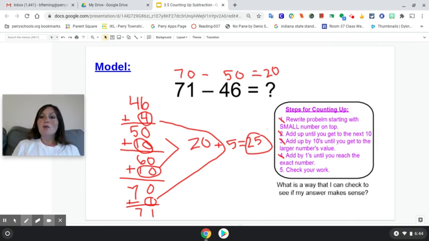Okay. So again, follow these steps and don't forget to add up the numbers that you counted up by. That's missing in this. Okay. So that's important to figure out what your answer is.